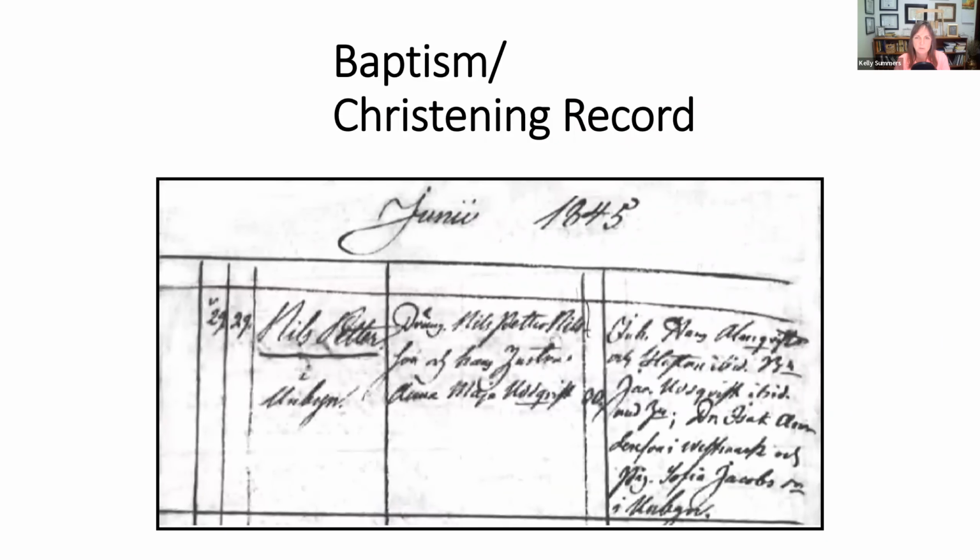A baptism or christening record. This one is from Scandinavia, and here we see that the child was born on the 29th of June, 1845, and was also christened that very same day. So that is a great record that can be used in place of a birth record. This would hold the same weight, and it's considered original with primary information.